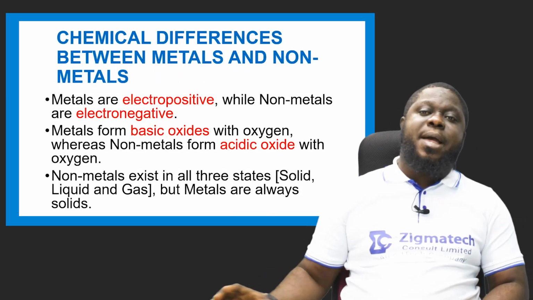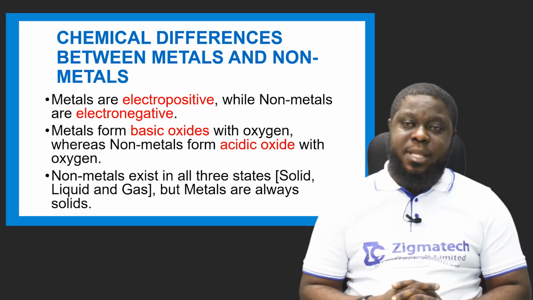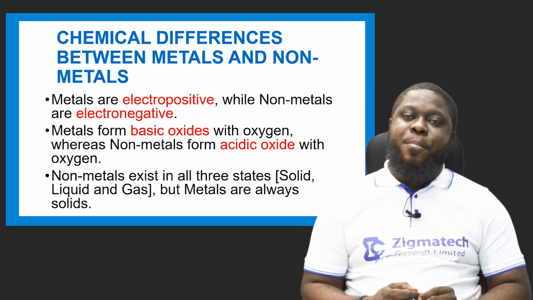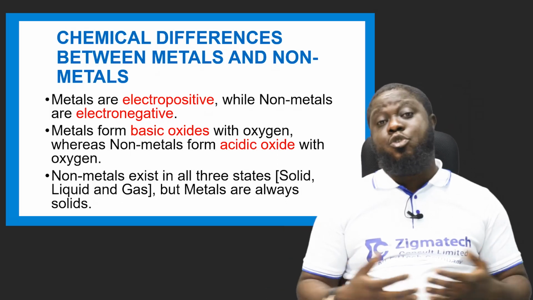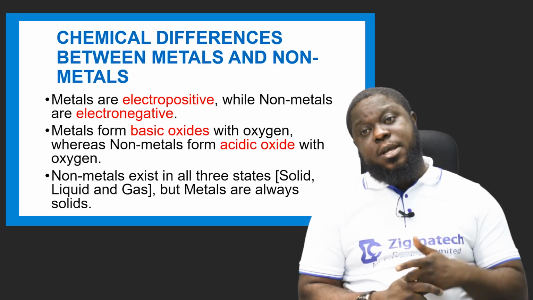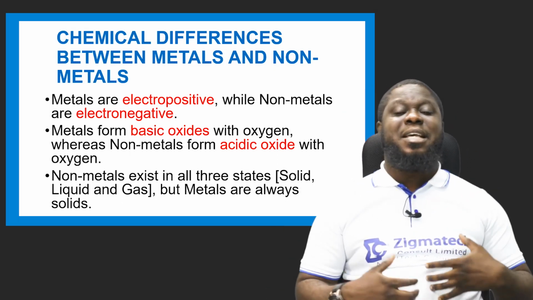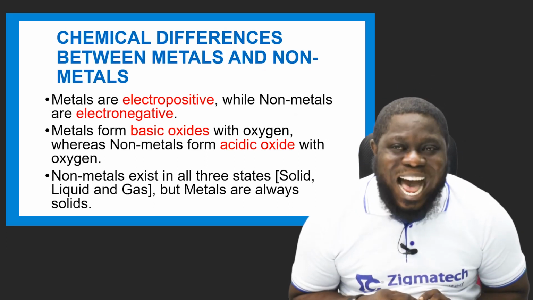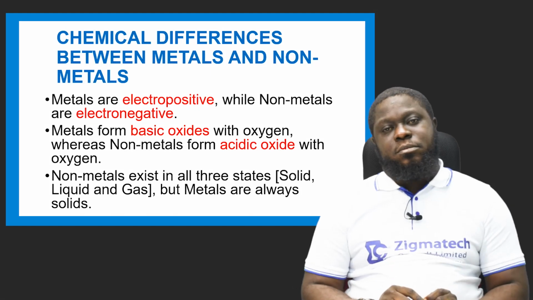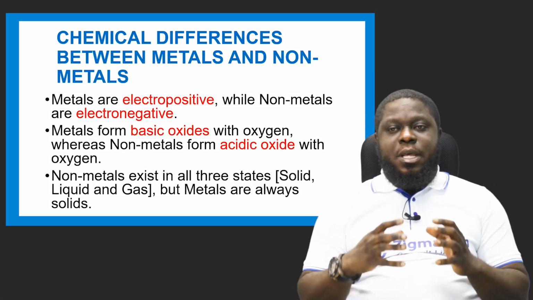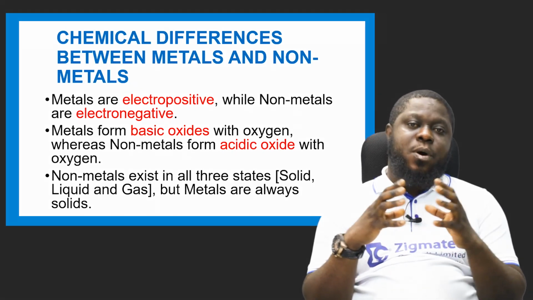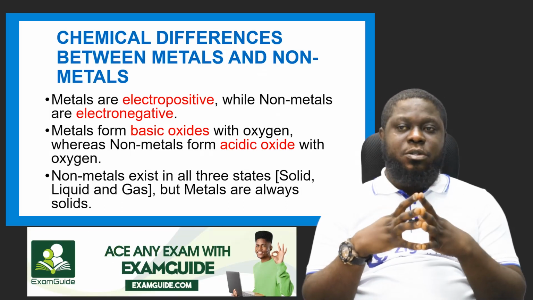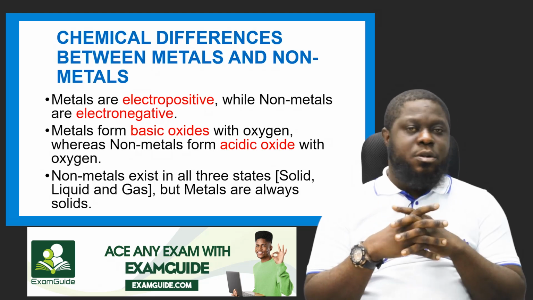Now, let's go to the chemical differences between metals and non-metals. Number one, we say metals are electropositive, while non-metals are electronegative. I explained that to you when I was talking about metals. These metals are electropositive. In essence, the electrical charges are positive, while for the non-metals, the electrical charges are negative. In essence, the metals are conductors, while the non-metals are not conductors.